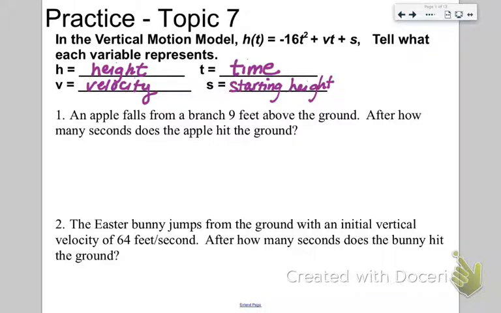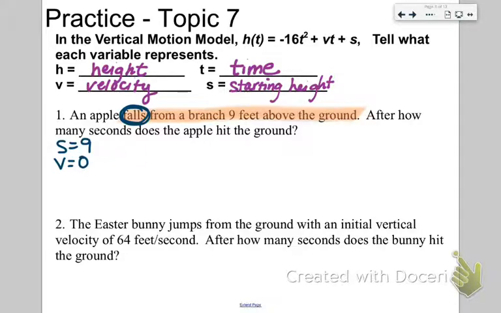Now if you look at the first question, it says an apple is falling from a branch 9 feet above the ground. That is our starting height is 9, so S is equal to 9. Now because we see the word falls, there's no velocity behind it. There's nothing being thrown, no force, so we're going to have a velocity of 0 for this problem.